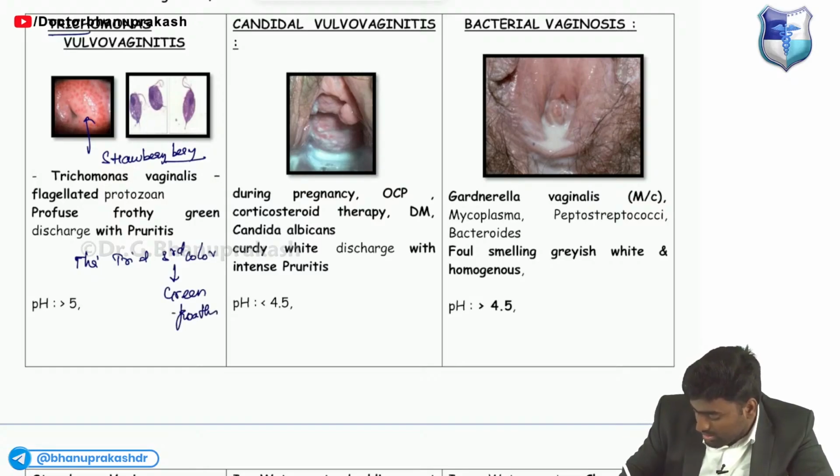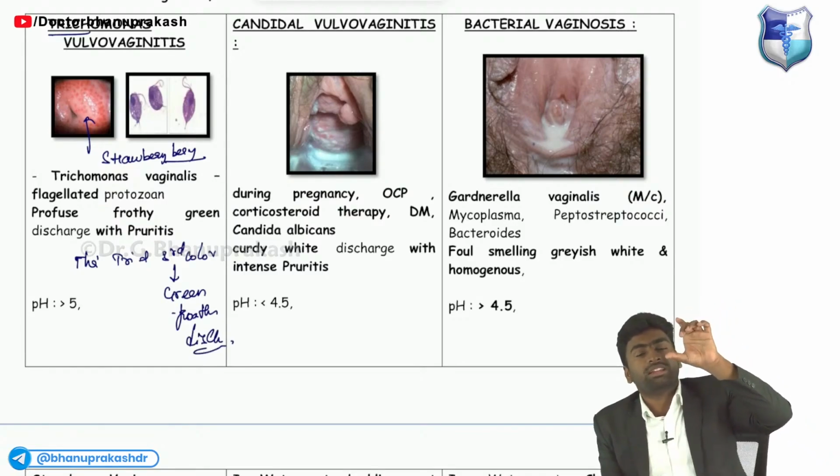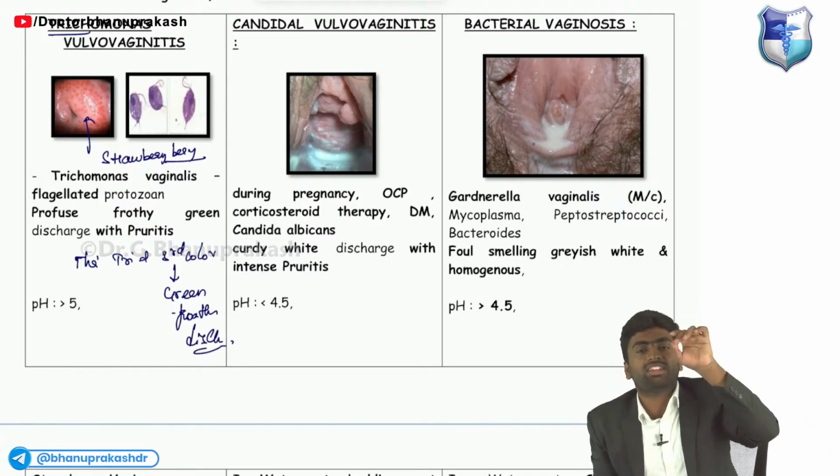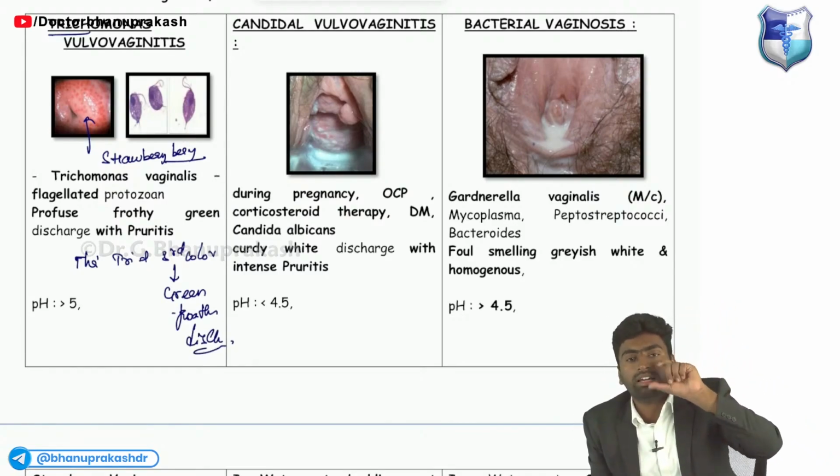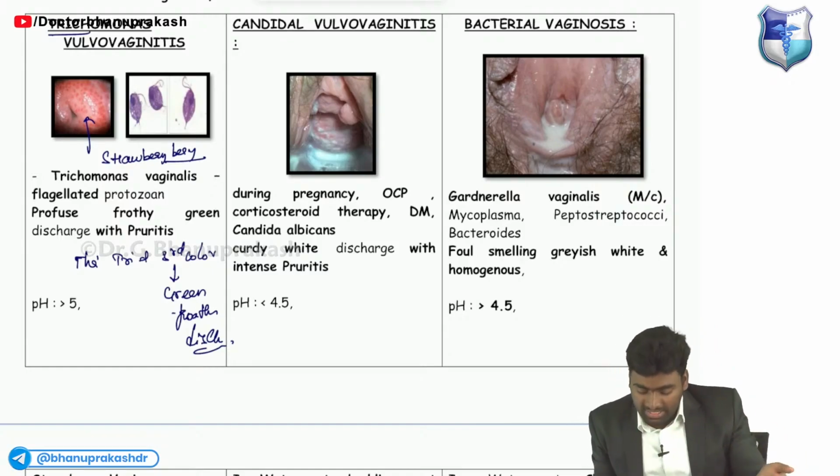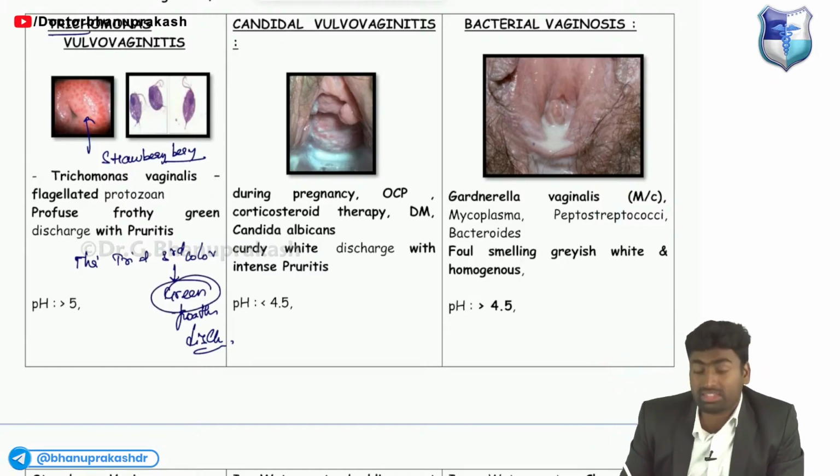frothy discharge. Okay. The third color, in the LED, means in the traffic light, there will be red, yellow and green. The third color is what? It is the green. So remember, it is the green.